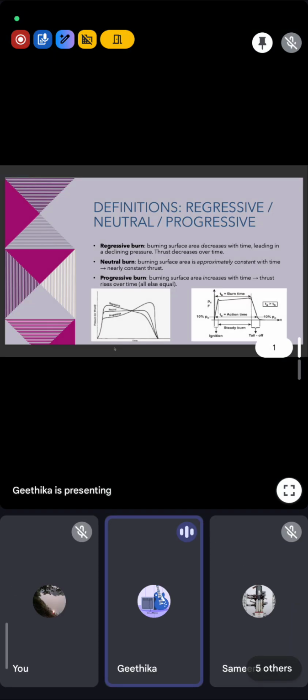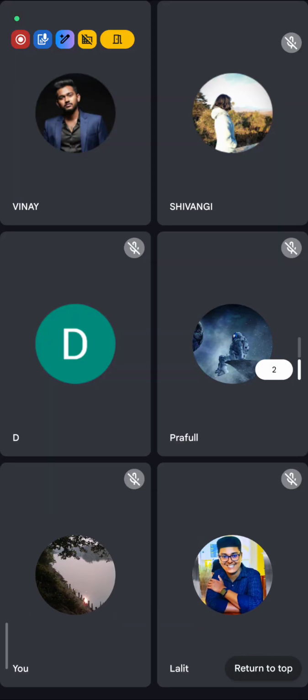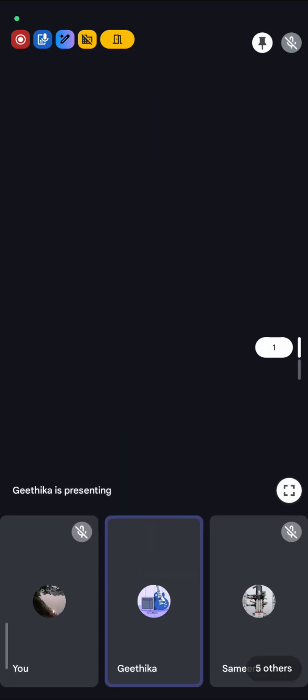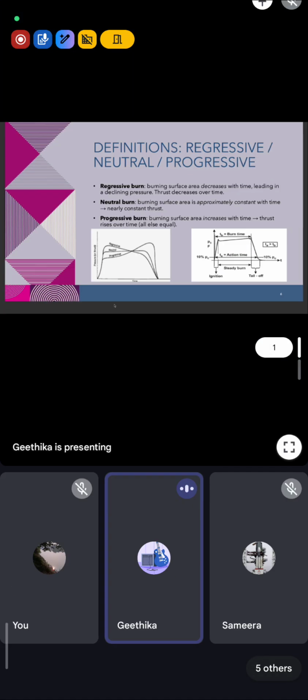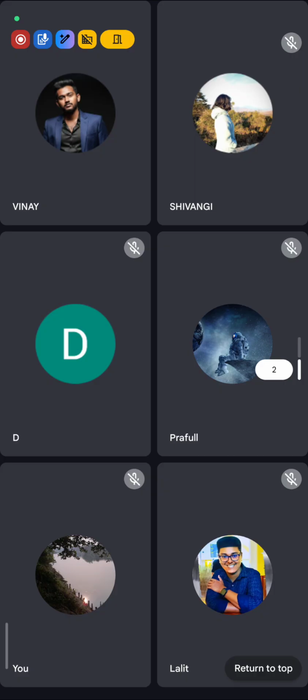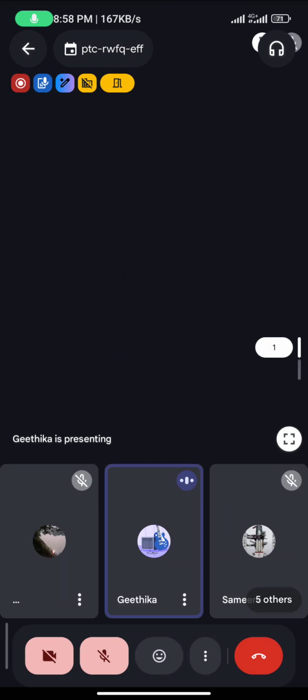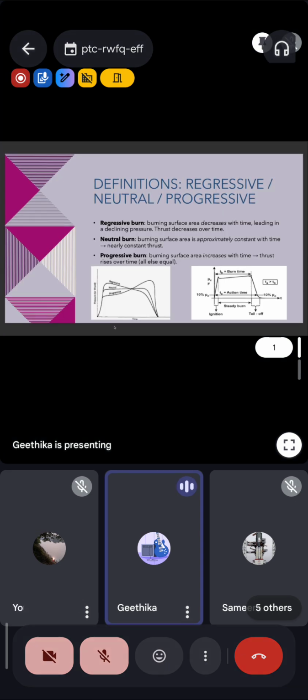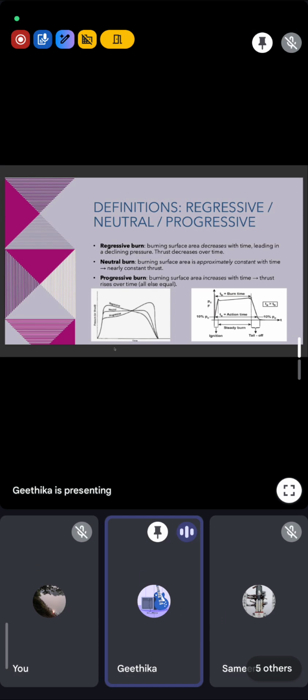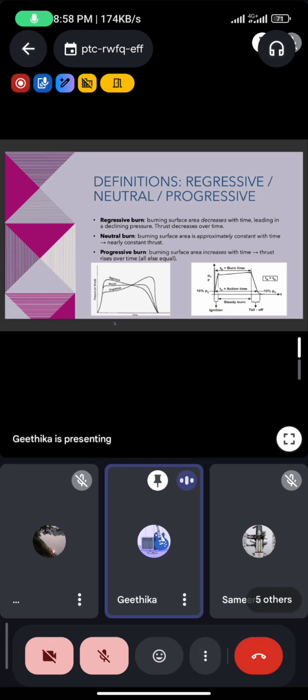For neutral burn, it stays constant. The burning surface is constant over time, so the thrust remains constant. For progressive burn, the burning surface area increases with time, so there's more thrust compared to regressive burn or neutral burn.